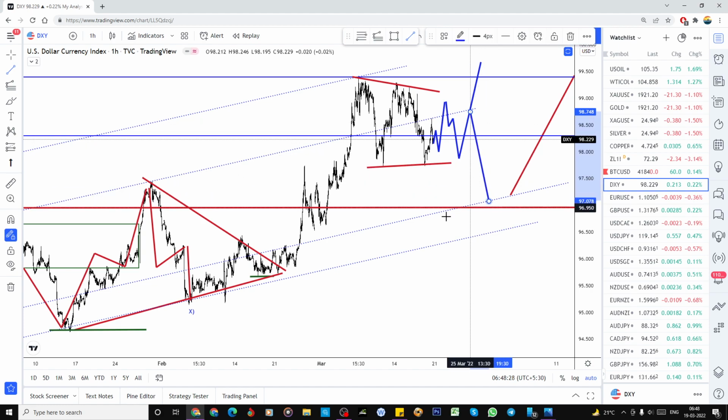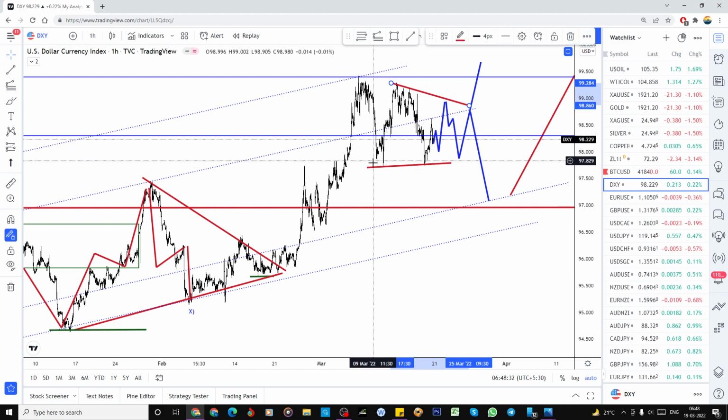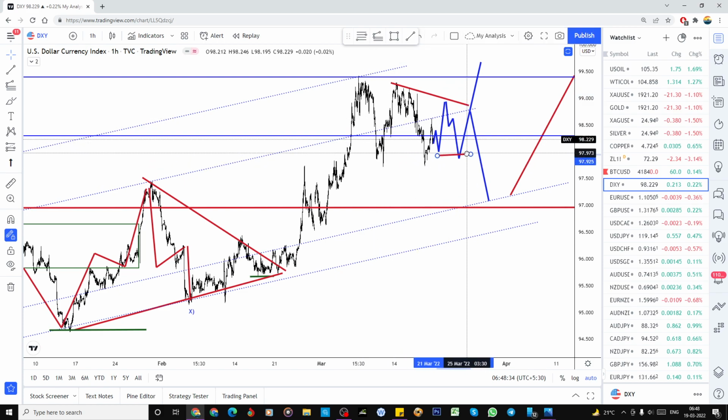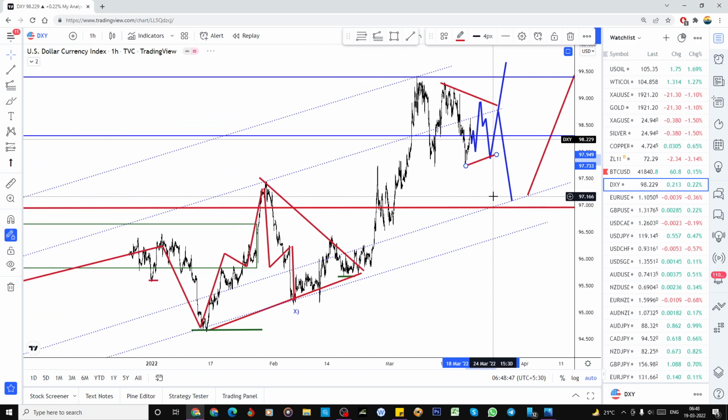So if it did like this, what will it be? It will be the B wave triangle. Simply we can move this as a B wave triangle. So this is the A, B, C, D, E. This is the one impulsive wave to the downside, this is the triangle in the B wave, and the C wave comes to the downside toward 97.